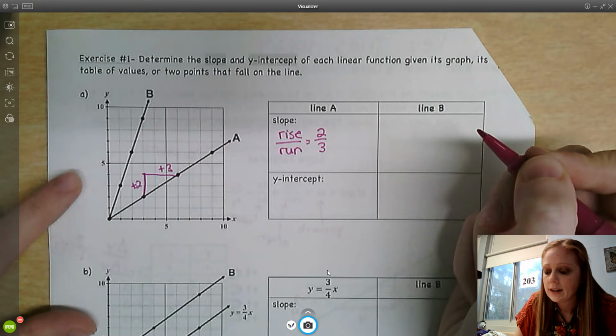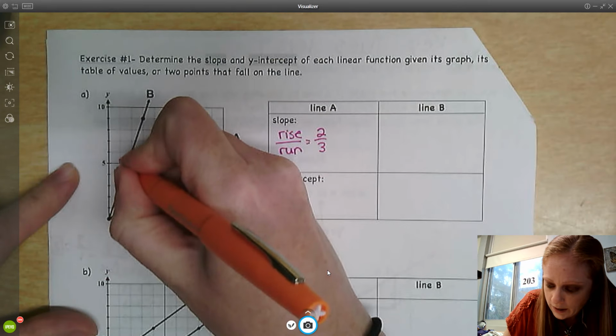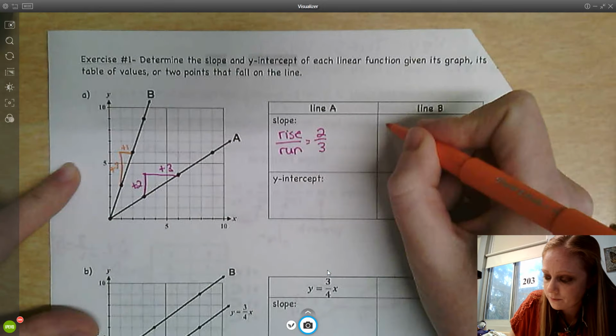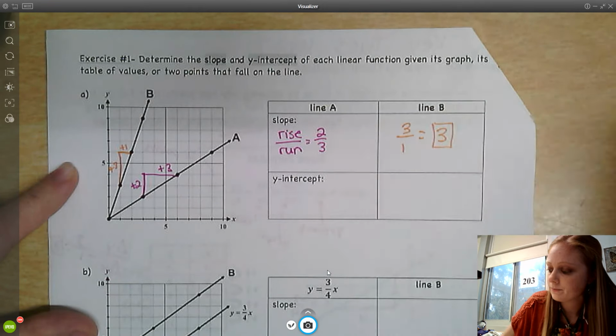Okay, let me find my slope for line B. Rise, run. Rise 3, run 1. 3 over 1, which simplifies to 3.